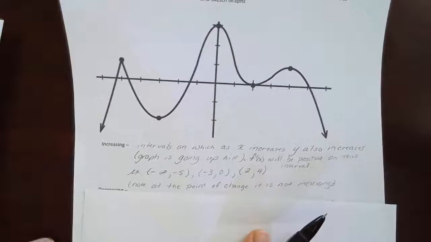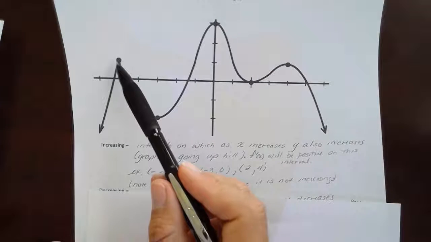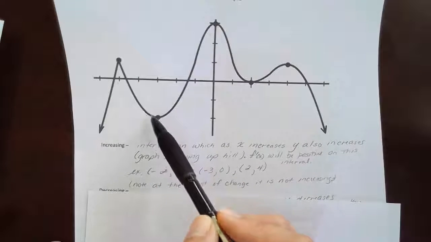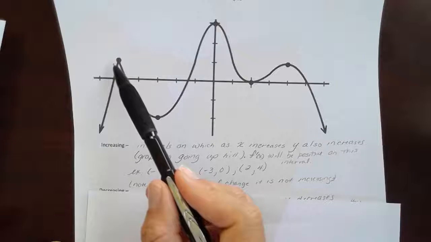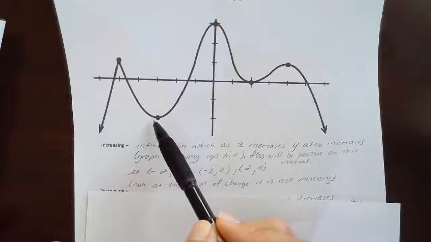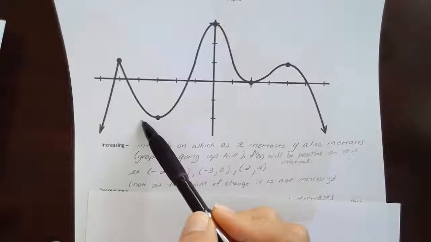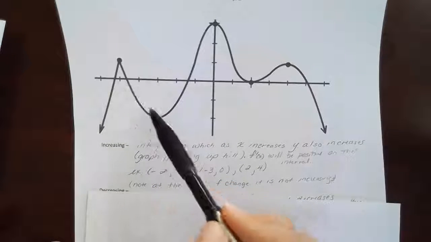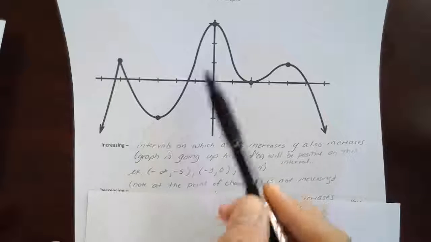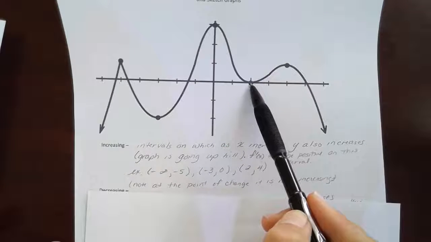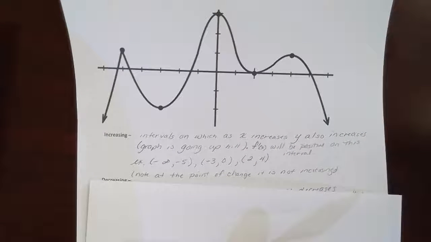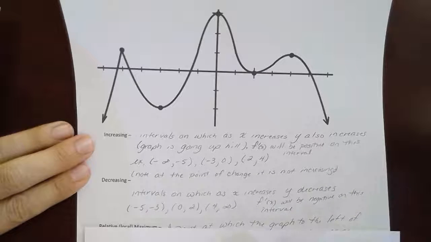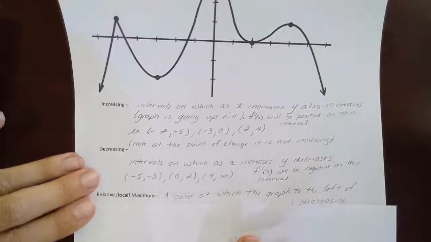So decreasing will be as I move from left to right, as my x's are increasing, what's the behavior of my y's? If they're getting smaller, then my graph is considered to be decreasing on those intervals. So in this particular picture, we're decreasing from negative 5 to negative 3. We're decreasing from 0 to 2, and then we're decreasing from 4 to infinity. And again, at the point of change, you're not doing either of them. So you're going to use parentheses and have open intervals here.